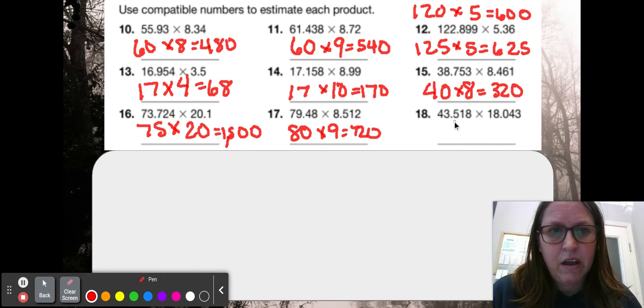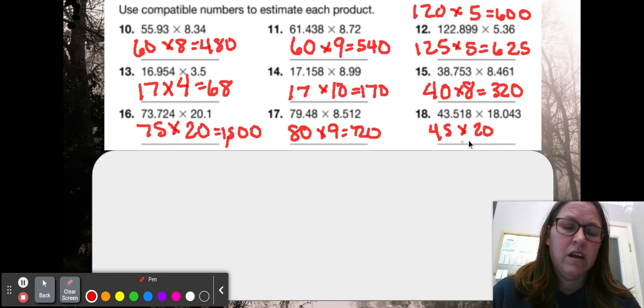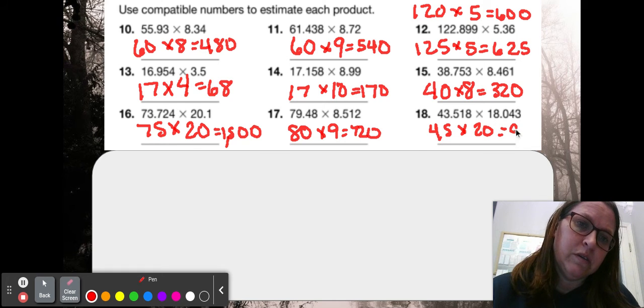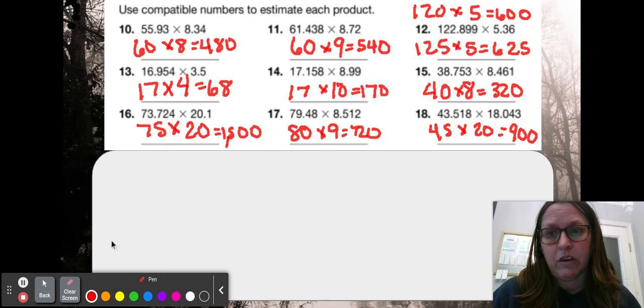Let's look at this last one. 43.518 is close to 45. And 18, I'm actually going to round that to 20. 45 times 2 is 90, and I'm going to add one more 0. And now I'm good with this one.